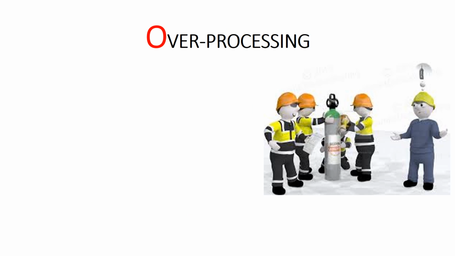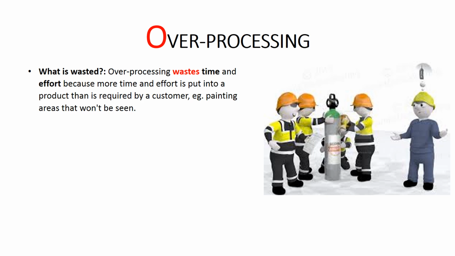The sixth area of waste identified by TIMWOOD is over-processing. You can complete the last 3 columns of the table in your summary books by summarising in those columns the information that I will put on this slide about over-processing. First, what is wasted? Well, over-processing wastes both time and effort because it means that more time and effort is being put into a product than is required by a customer. For example, if the business is a painting business, then it is a waste of time and effort to paint areas that won't be seen. That is, unless the customer requires those areas to be painted.